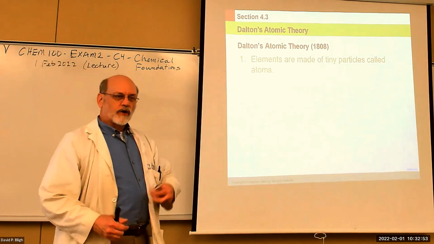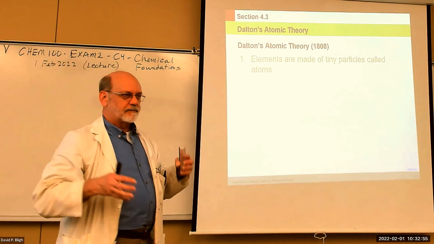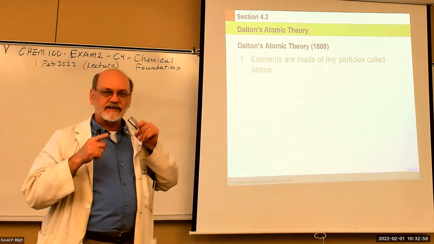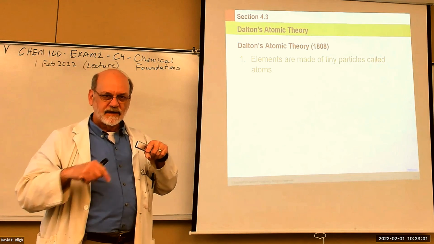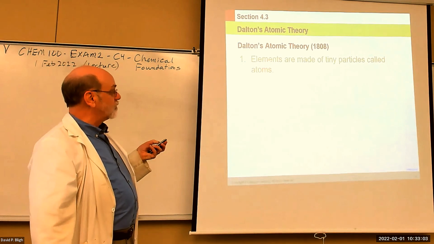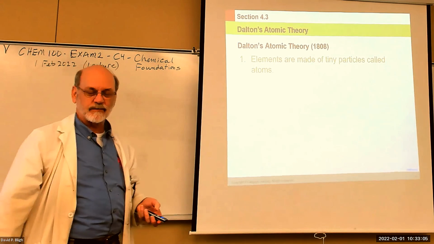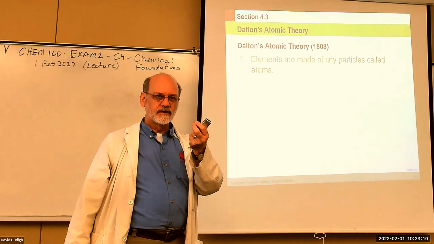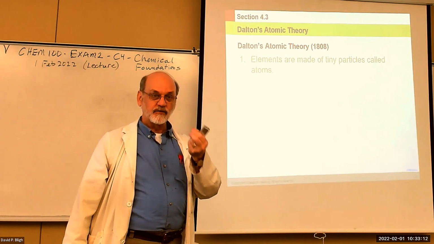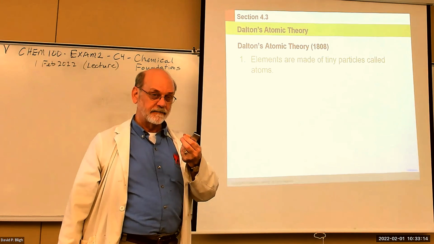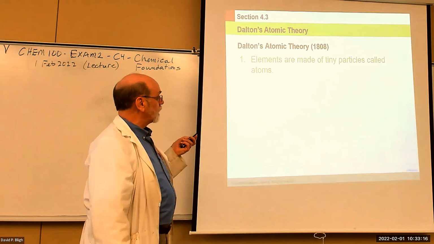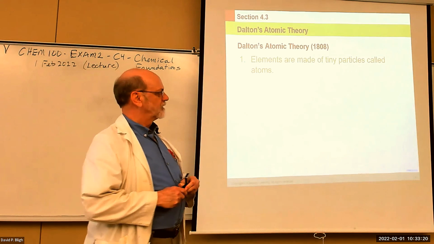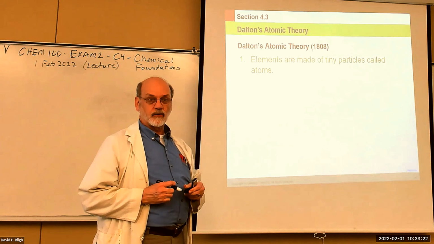Now, once we have those ideas in mind, Dalton said, this is why things happen the way they do. And for this first one, elements are made up of tiny particles called atoms. That's the simplest form of that element that still retains the properties of the element. Okay, he stole that one from the ancient Greeks. Well, he didn't really steal it. He took their idea and ran with it.